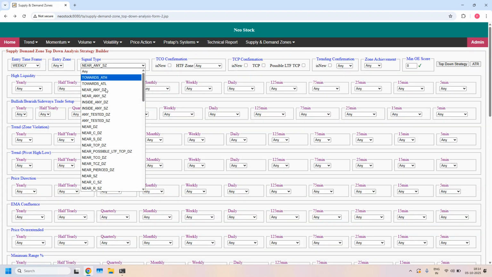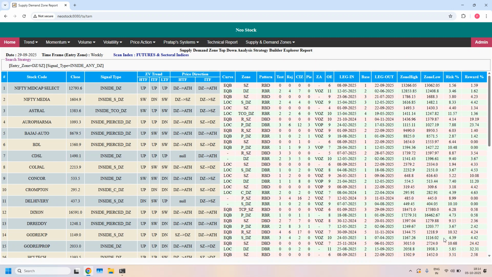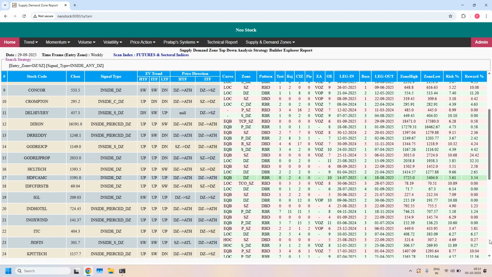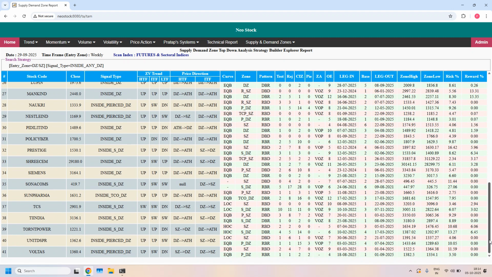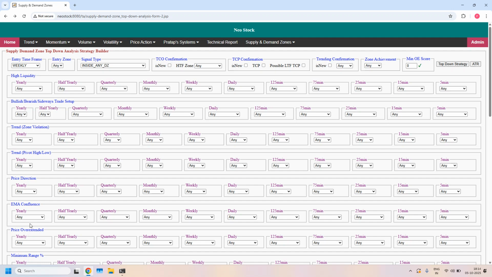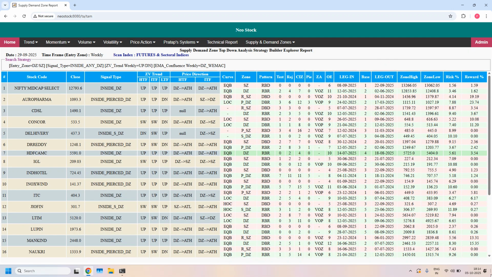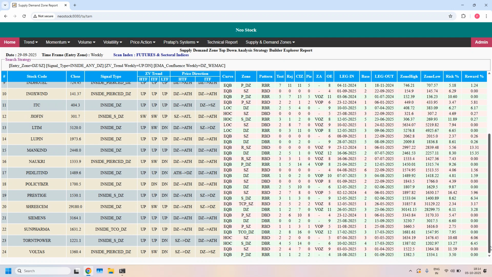Next, price closed inside the weekly demand zone. First 15 stocks in the list. Scrolling the list down. Total 41 stocks. We can further filter based on weekly demand zone having weekly EMA Confluence and also trend on the weekly should not be sideways. So it is the filter list. First 16 stocks in the list. Scrolling the list down. Total 24 stocks are filtered.